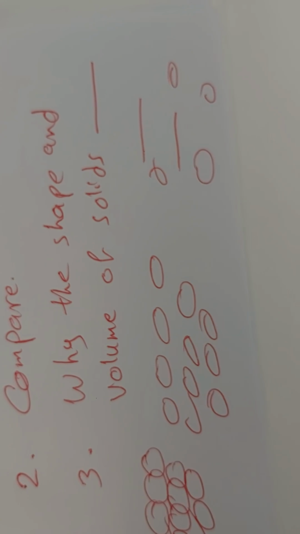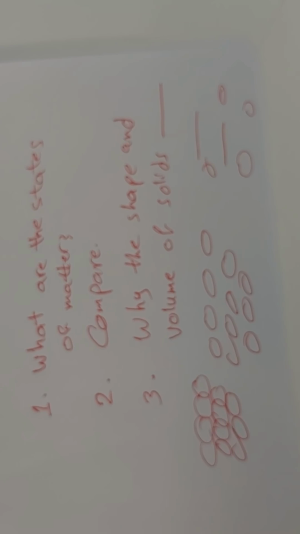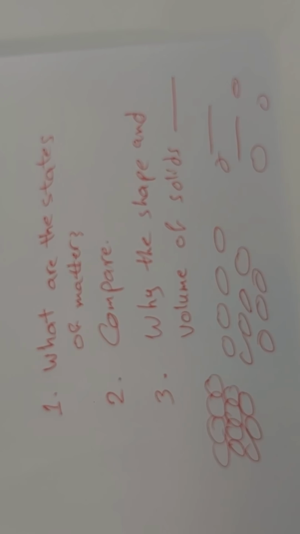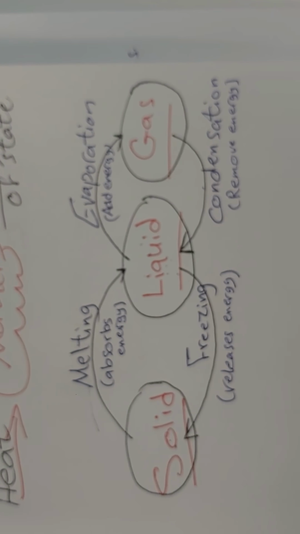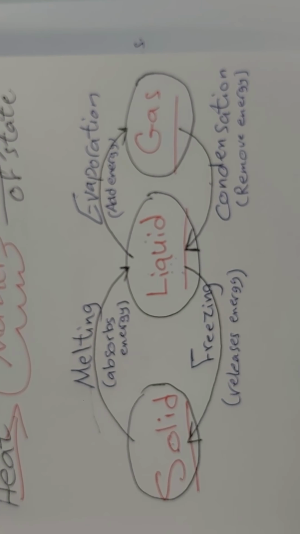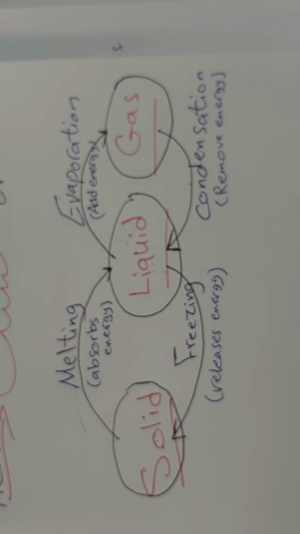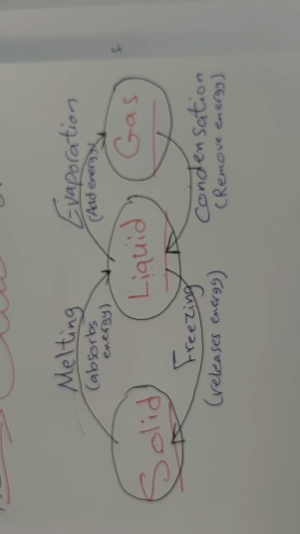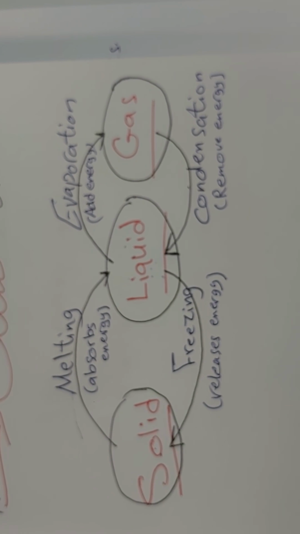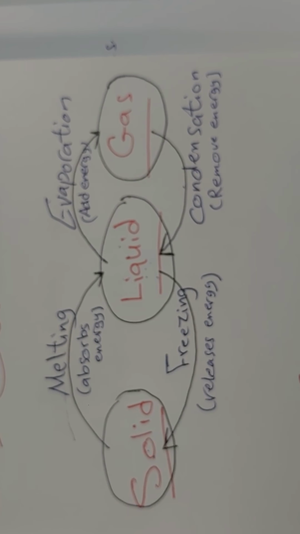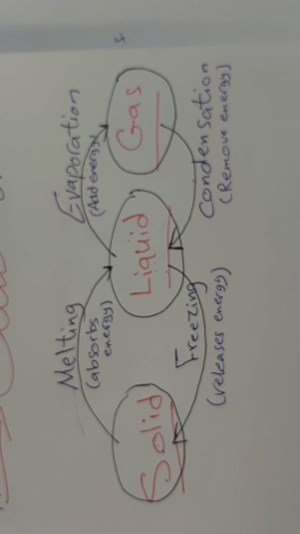Okay, then the change of state means when we add energy or when we remove energy, the state of matter will be changed. Okay, the change of state from solid into liquid, we call it melting, and melting means we add energy. The opposite of melting is freezing, and freezing means the change of state from liquid into solid. And here we have to remove energy. The change of state from liquid into gas, we call it evaporation, and the opposite of evaporation is condensation.